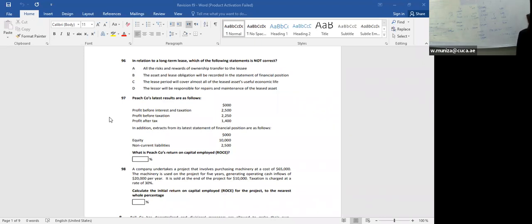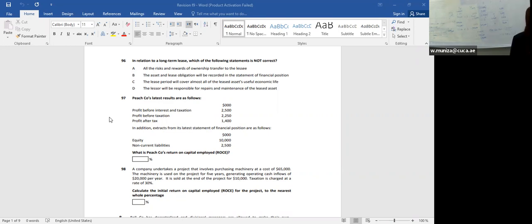All the risks and rewards of the ownership transfer to the lessee. This is correct in the case of long-term lease. The asset and lease obligation will be recorded in the statement of financial position. This is also correct. The leased asset, and the lease obligation, that is the liability, will be recorded in the statement of financial position.